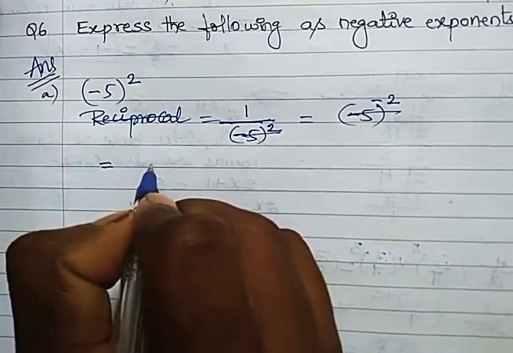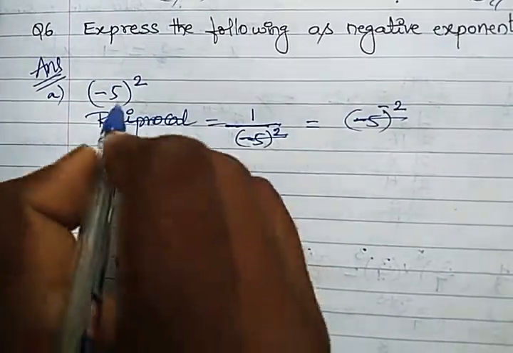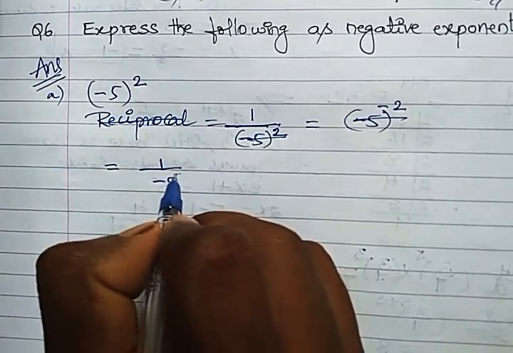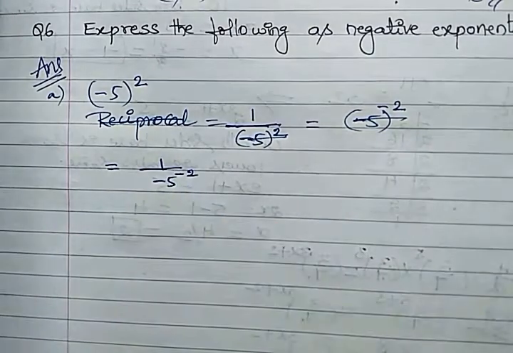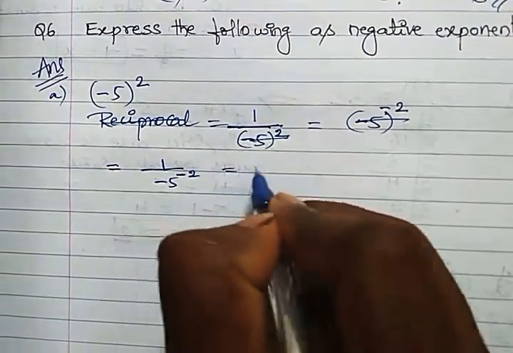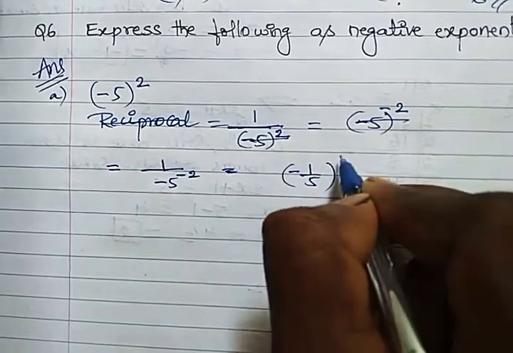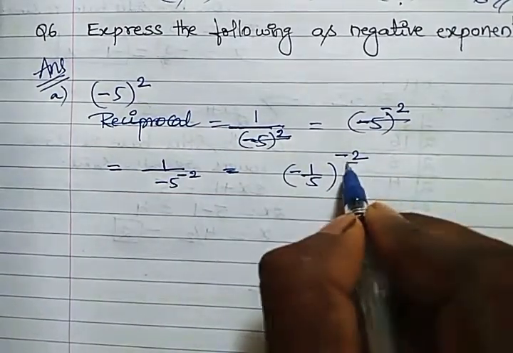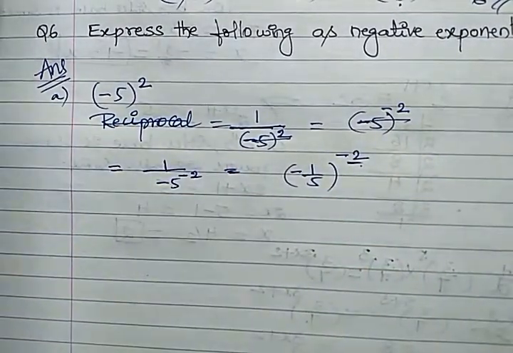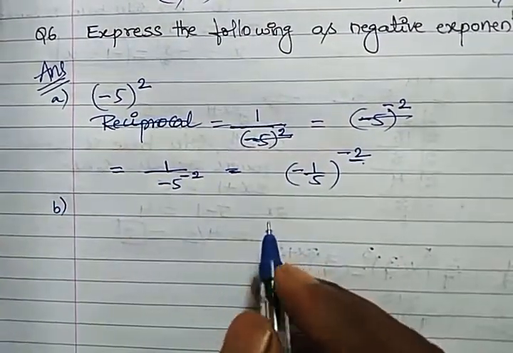I'll bring it to the denominator, 1 by minus 5. So when I write it in the denominator, obviously it must be written as power minus 2. It should be written as whole power minus 2. So now we can write it as minus 1 by 5 whole power minus 2. Now the exponent is a negative exponent. Now you will understand better.